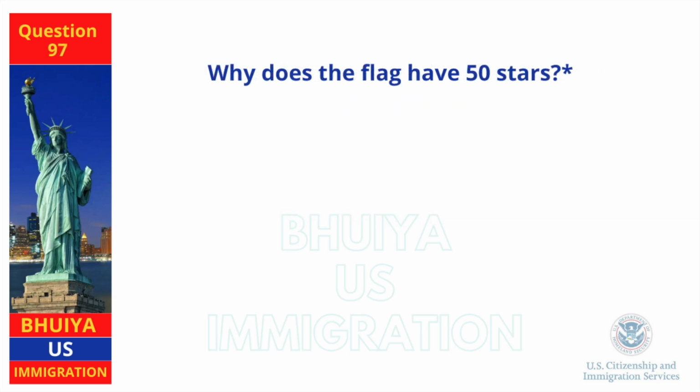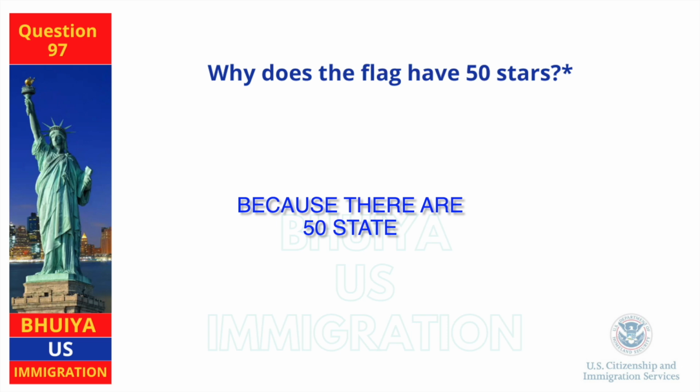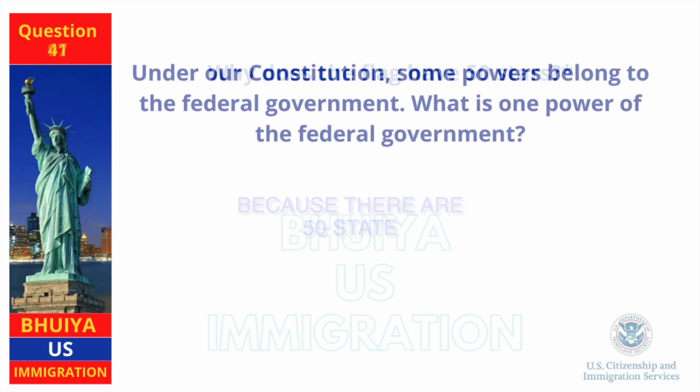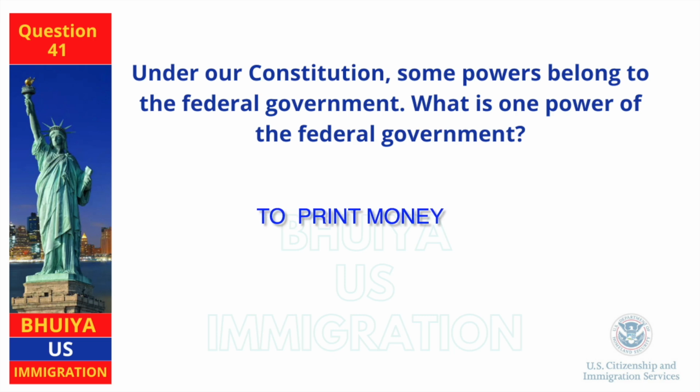Why does the flag have 50 stars? Because there are 50 states. Under our Constitution, some powers belong to the federal government. What is one power of the federal government? To print money.